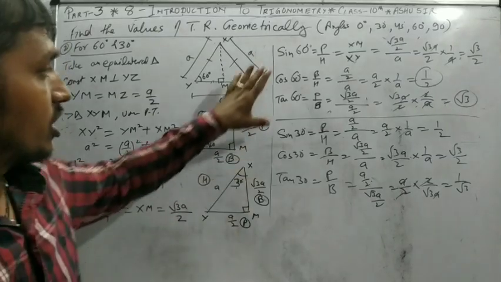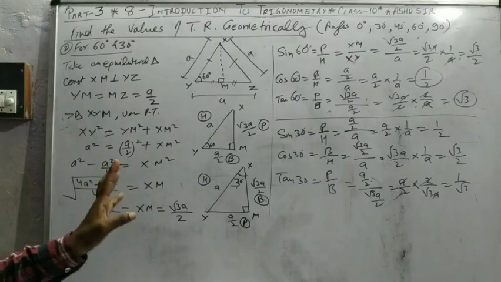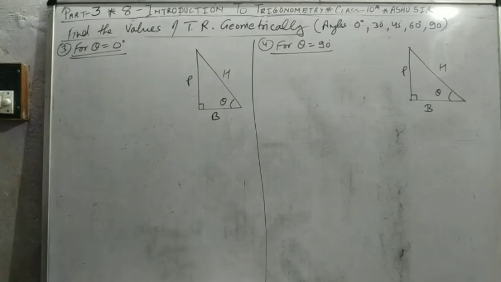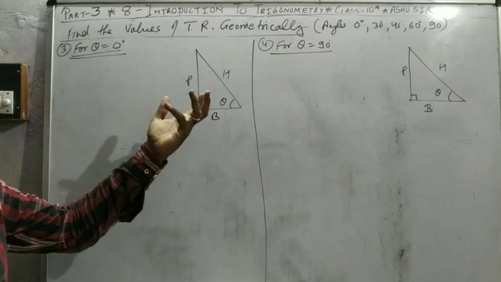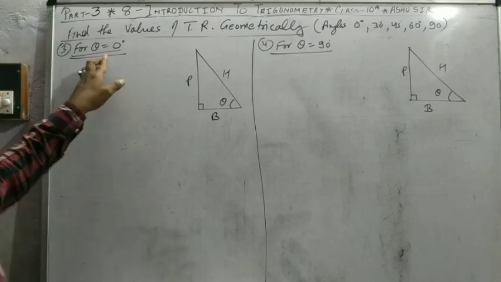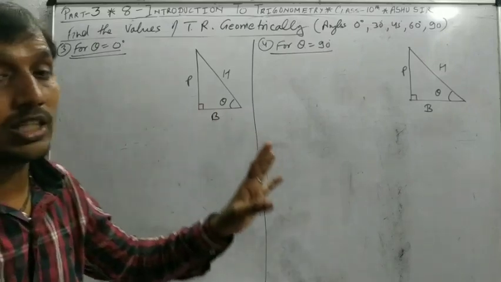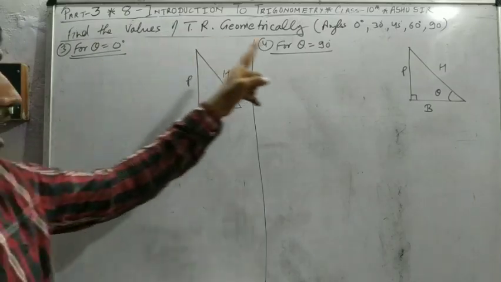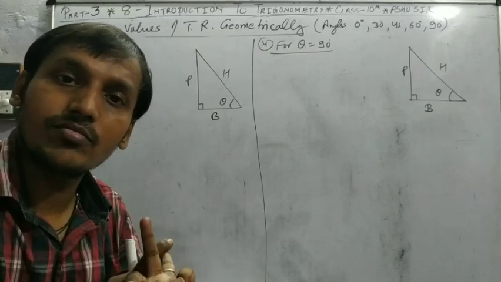So this is for the 60 degree angle and this is for the 30 degree angle in the same figure. Pause the video and note down. So take these two, most probably both are the same. For theta 0 and theta 90, a triangle is not formed. These are all imaginary triangles. So you can check all the values at 0 and 90. There are only three values: either 0 or 1 or not defined.